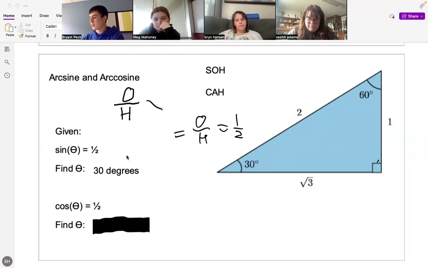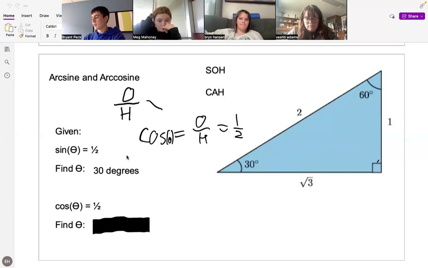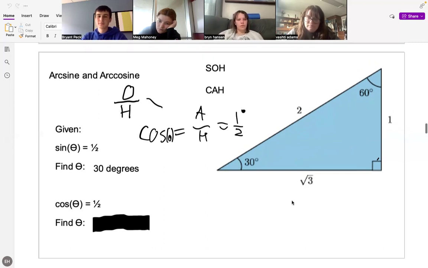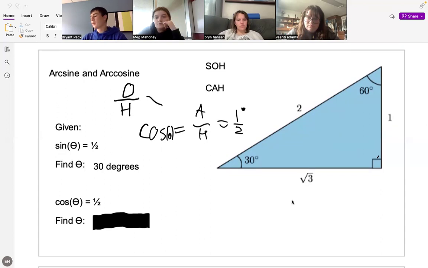Let's call this cosine theta. And this is going to turn into adjacent over hypotenuse. So if we want to find what angle is adjacent to 1, because we have 1 here, right? What angle would be adjacent to 1? Square root of 3. Well, angle? Yeah, angle.